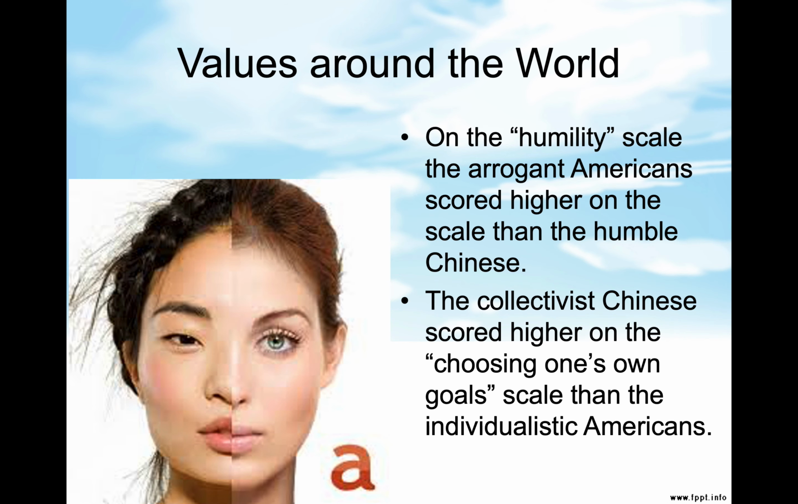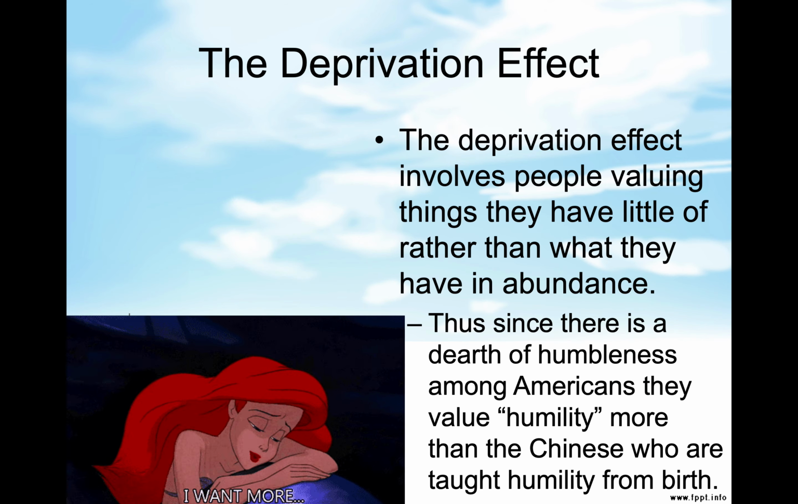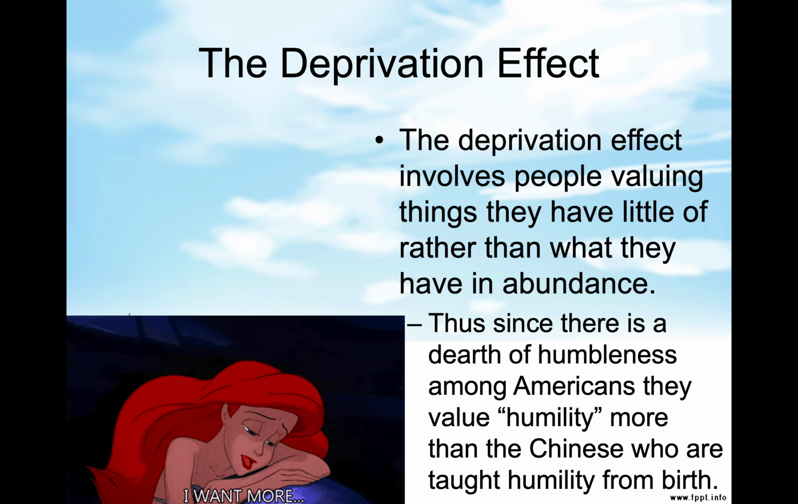On the humility scale, the arrogant Americans scored higher than the humble Japanese. The collectivist Chinese scored higher on the choosing one's own goals scale than the individualistic Americans. So what in the world's going on? This is known as the deprivation effect.